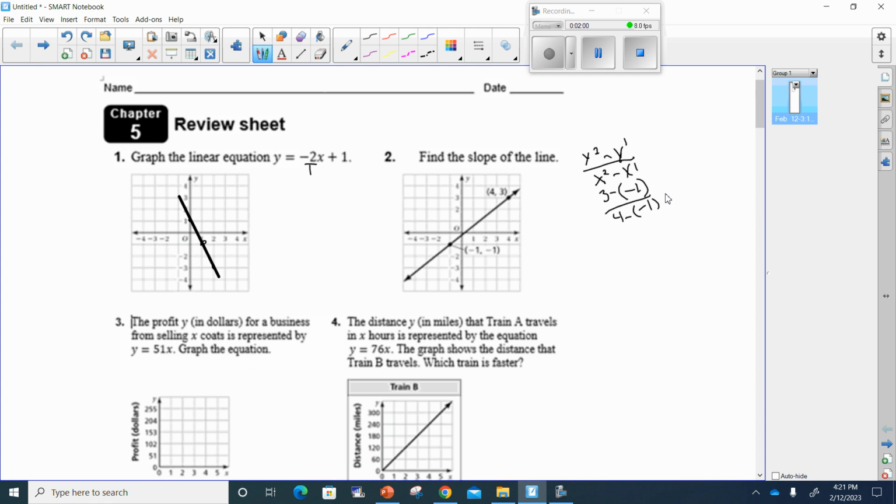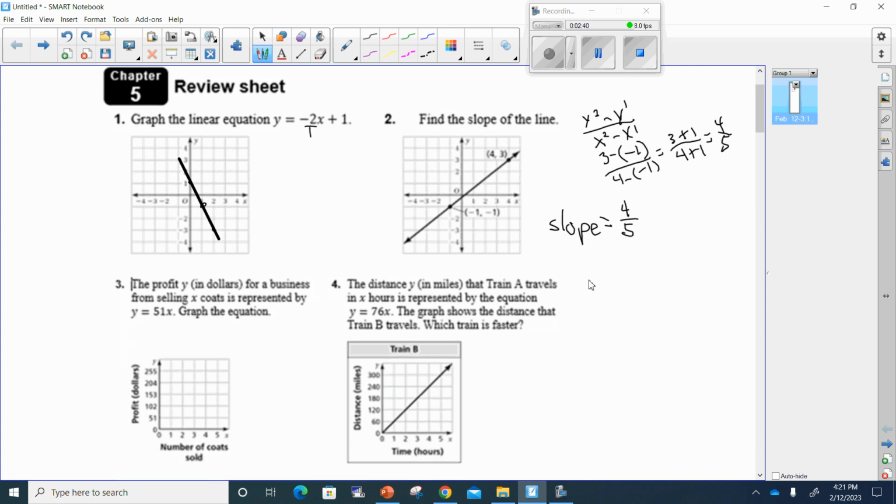Well, we know that this is really going to be a negative times a negative, which makes 3 plus 1, right? Positive. And a negative times a negative, again, this would be 4 plus 1. And this is going to give us 4 over 5. So now we know the slope is 4 over 5. So find the slope. That's all they asked us to do. They didn't say to write an equation. So the slope equals 4 over 5.